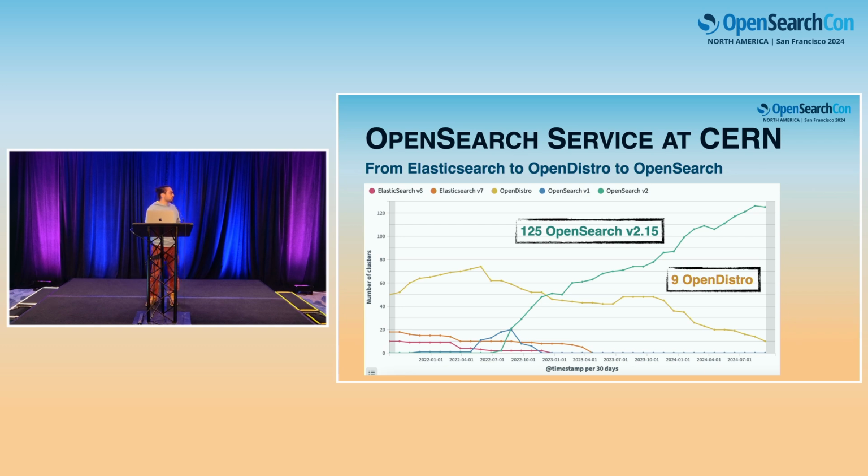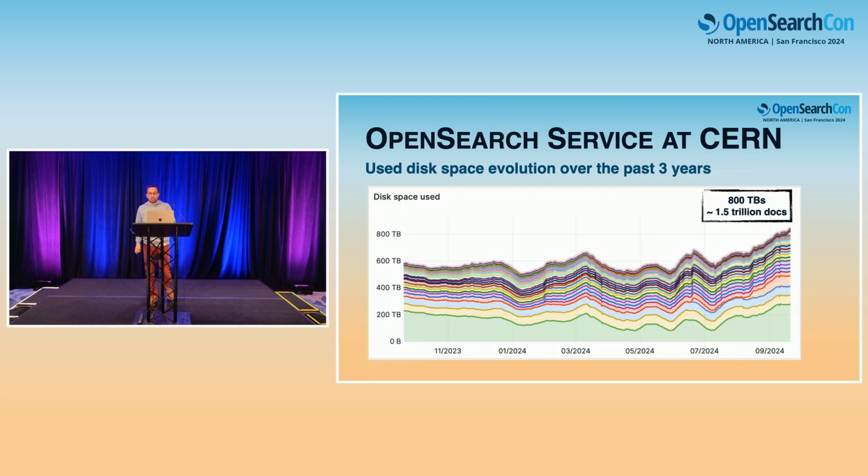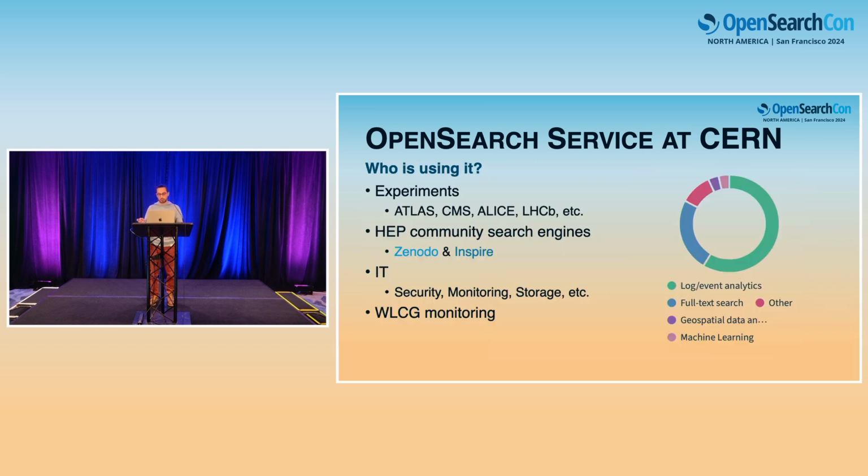We have 125 clusters on version 2.15, and then there are still 9 legacy OpenDistro clusters there. In terms of storage, we index 800 terabytes of data, and that translates more or less to 1.5 trillion documents across all our clusters.